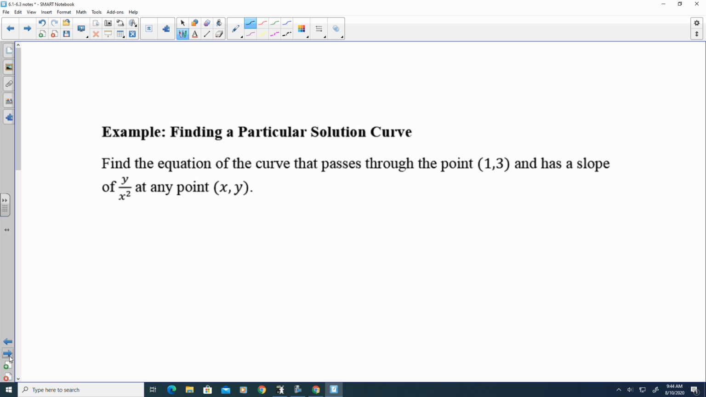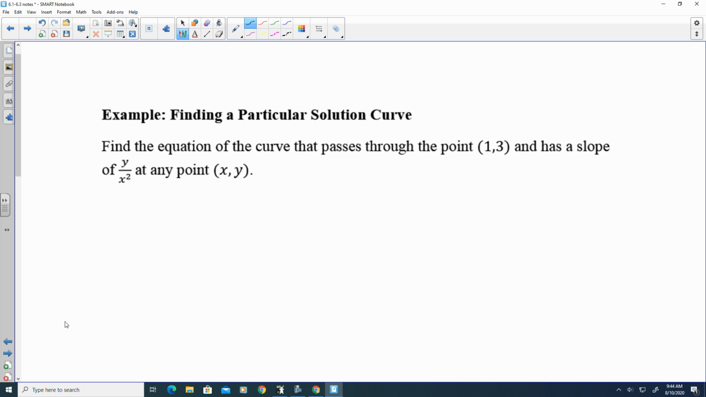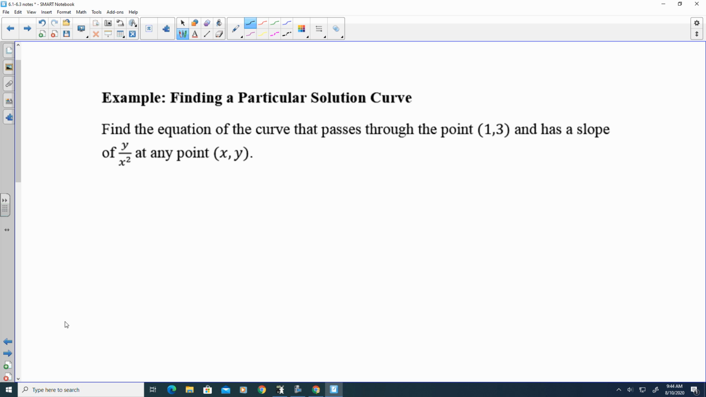Okay. Find the equation of the curve that passes through the point 1, 3 with a slope of y over x squared at any point. So as soon as they give us an equation for slope, that is my dy dx. And I'm going to have to separate everything, bring the y's over to the left, bring the x's over to the right.